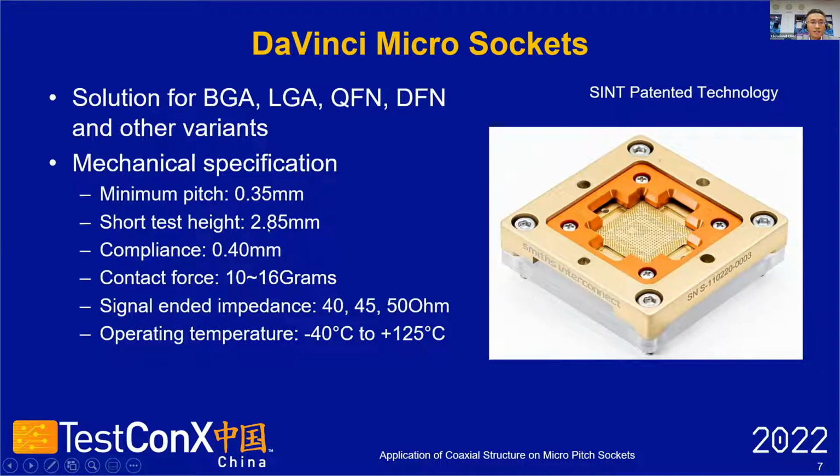The mechanical specification: it can be used for 0.35 pitch and above. The pin test length is about 2.85 millimeters, with 0.4 millimeter spring probe compliance. Pin force is about 10 grams for a single pin, 16 grams for the power ground pin. And the impedance is controllable. We have custom specific designs for 40, 45, and 50 ohms. Operating temperature is minus 40 Celsius to 125 Celsius degrees.